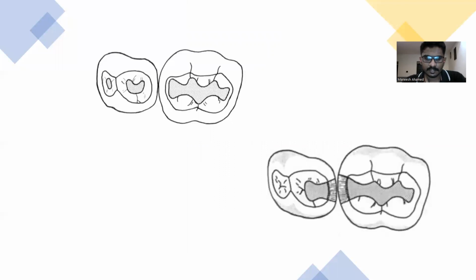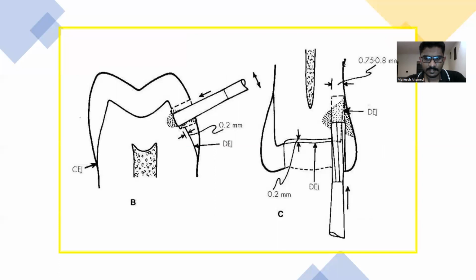This diagram represents the outline form of different cavity designs on a molar tooth. The first picture depicts the outline form of a class 1 cavity, and the second picture depicts the outline form of a class 2 cavity. This is the initial diagram, which shows the initial depth of an amalgam cavity preparation.